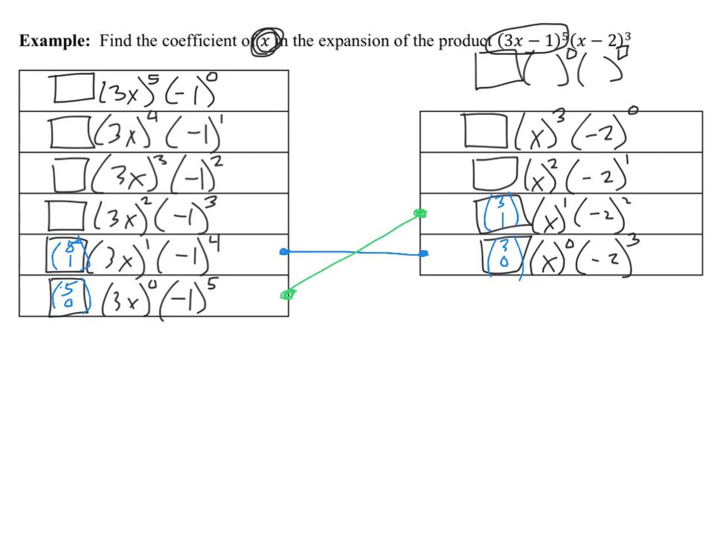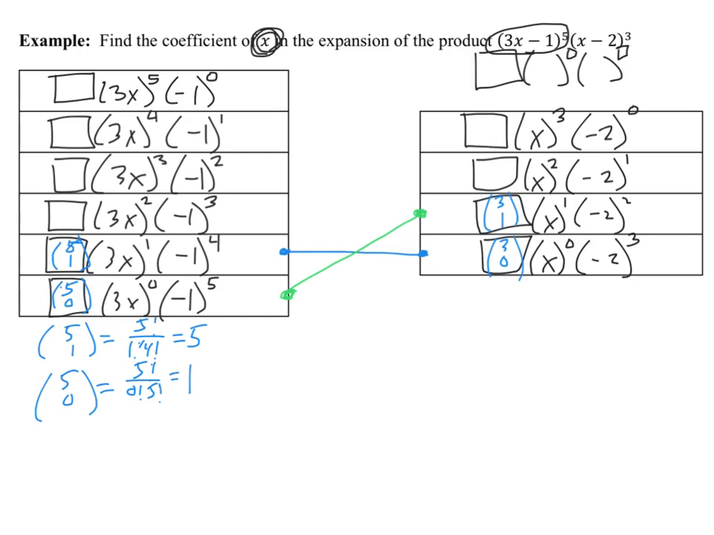And so we can figure those out fairly quickly. The combinatorial coefficient for 5, 1 should be 5 factorial over 1 factorial, 4 factorial. That'll be 5. The combinatorial coefficient 5, 0 is going to be 5 factorial over 0 factorial, 5 factorial. That's going to be 1.